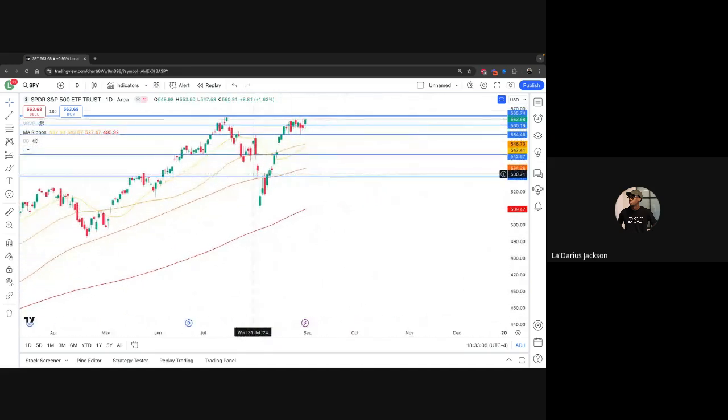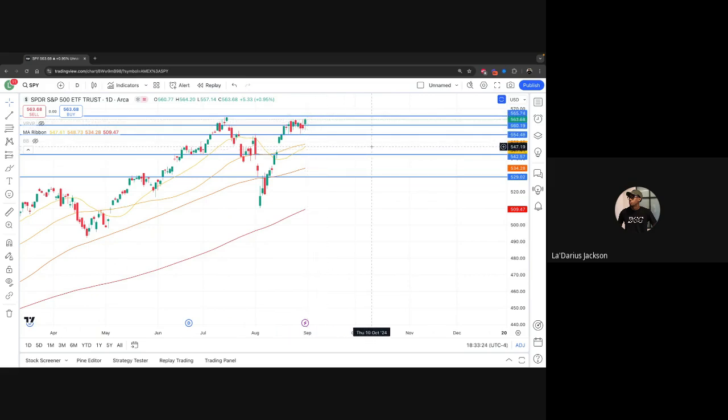Same thing is forming here. 20 just went underneath the 50, waited. Guess what? We got green candles above the 20 and the 50. Same thing that we had here. And if we get this 20 to cross back above this 50, guess what? Same thing, 20, 50, 100, 200, we should be moving to the upside.